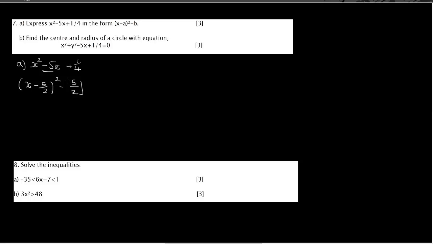minus 5 over 2 squared plus the quarter. And that gives us x minus 5 over 2 all squared minus 6.